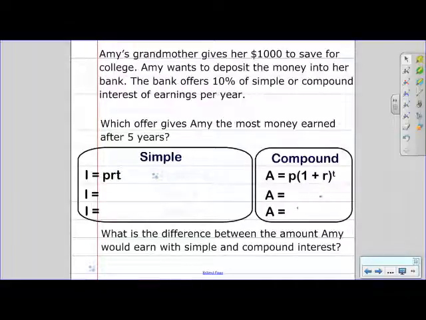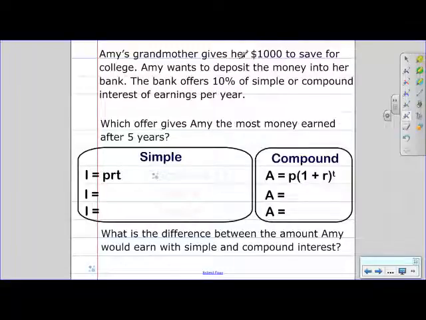Amy's grandmother gives her $1,000 to save for college. Amy wants to deposit the money into her bank. The bank offers 10% of simple or compound interest of earnings per year. Which offer gives Amy the most money earned after 5 years? So we have to determine how much money she will have given both scenarios.